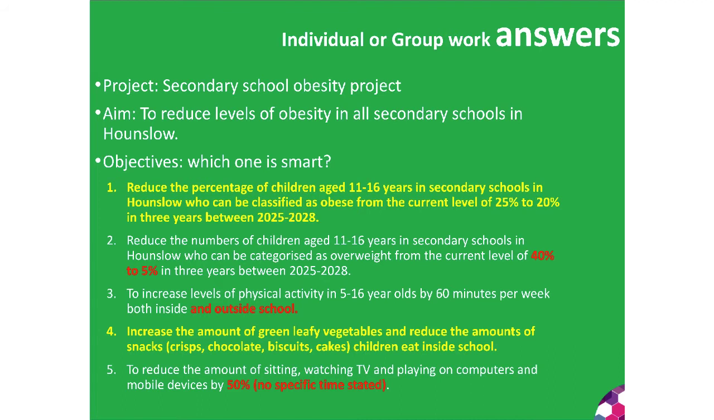And then the third one is the same. The problem with this one is not the 60 minutes per week, but it's the bit about outside school. Yes, if it's inside school, then that will be fine. But the fact that it's outside school means this is difficult. How are we going to get children to play 60 minutes a week outside of school? How would we monitor it? How would we look out for it?